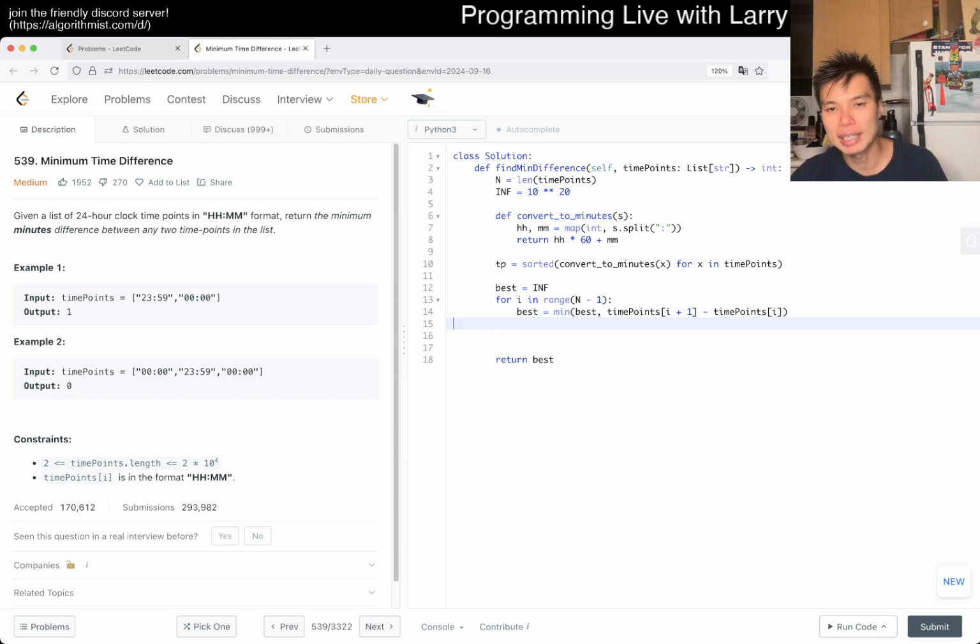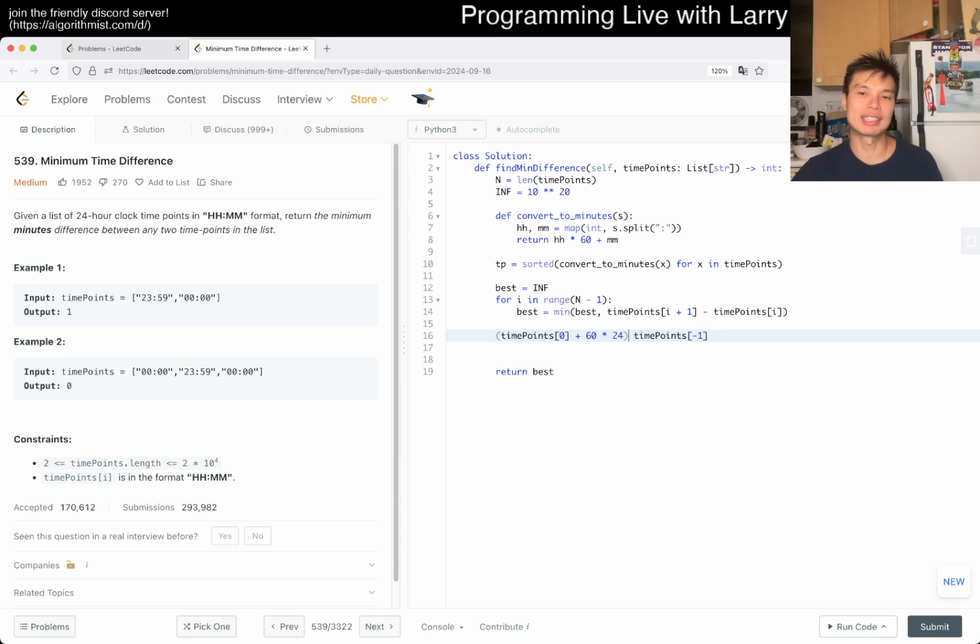And now, like I said, we have to care about the wraparound, and it is only going to matter for the last element. There are a couple of ways you can do it, but you can say time points sub 0 is the smaller one, and we want to add to it the number of minutes in a day, which is 60 times 24. So now you could say it is the minutes of the next day. So this minus this will give you one of them as well. And yeah, I think that's it.